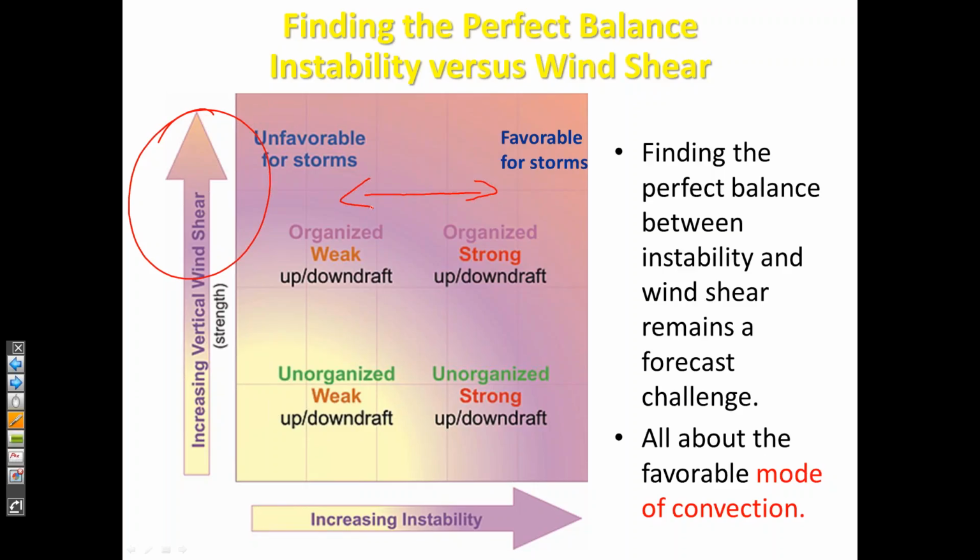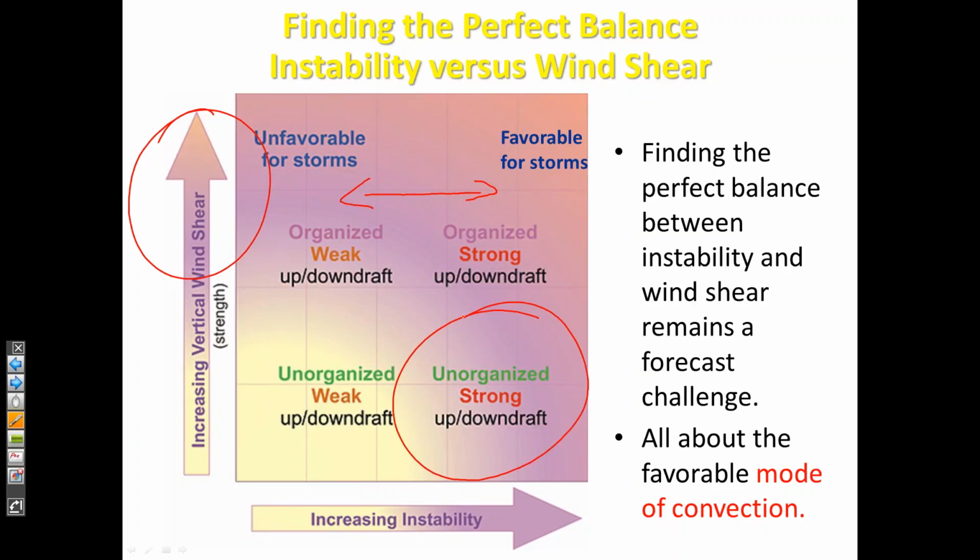Summertime, let's transform that now to June, July, and August. We have exactly the opposite problem. We always have instability, tons of moisture, tons of heat, obviously, in those months, and we deal with a decreasing wind shear scenario. So a lot of times we're in this category down here where it's unorganized, obviously, and we still have strong storms because of this increased instability. The challenge is, are there situations where you don't have a lot of wind shear, but you have just enough? So again, it's all about finding that balance.